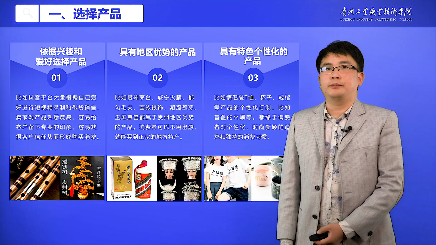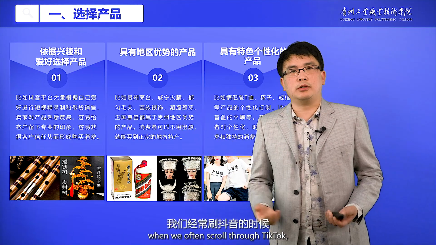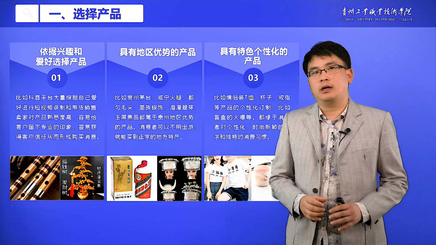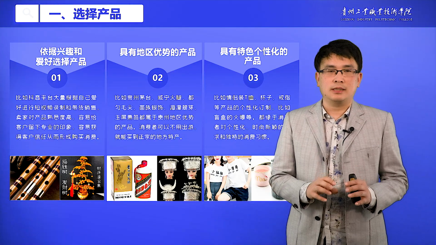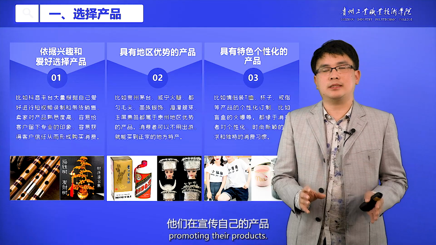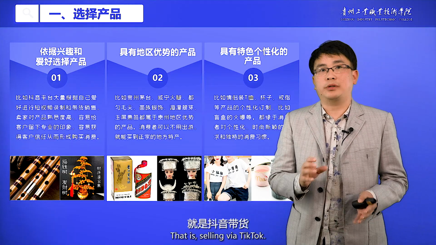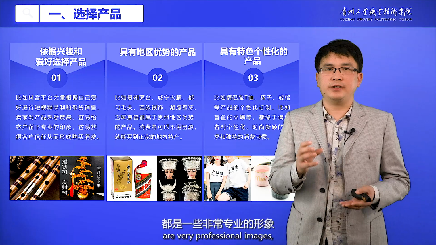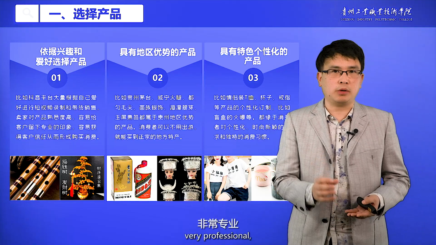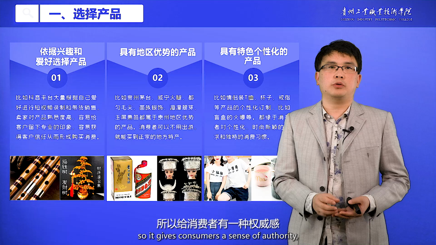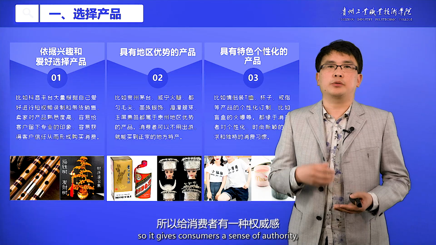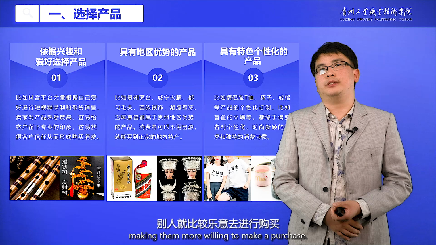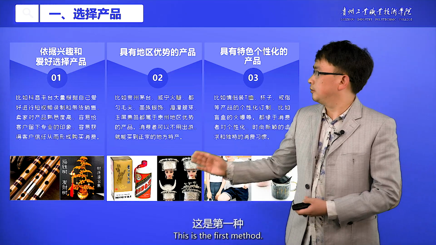For example, when we often scroll through TikTok, we frequently see some flute players or some artisans promoting their products, that is, selling via TikTok. Because what they show are very professional images, very focused, it gives consumers a sense of authority and a sense of identification, making them more willing to make a purchase. This is the first method.